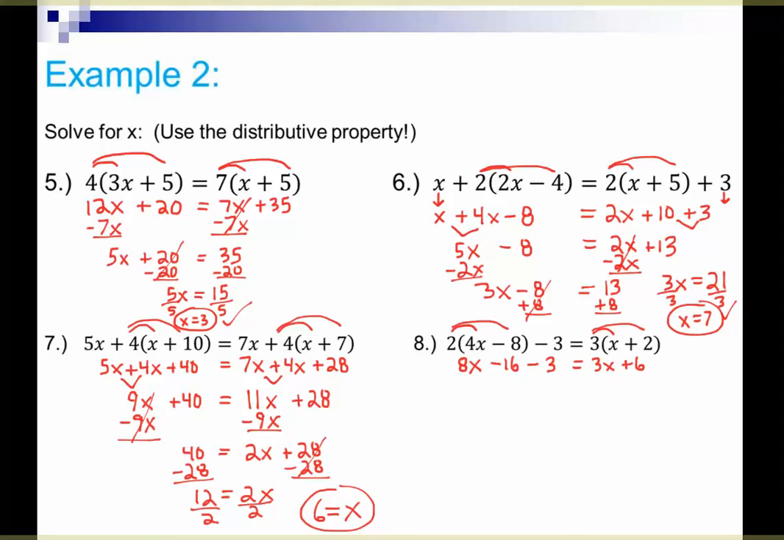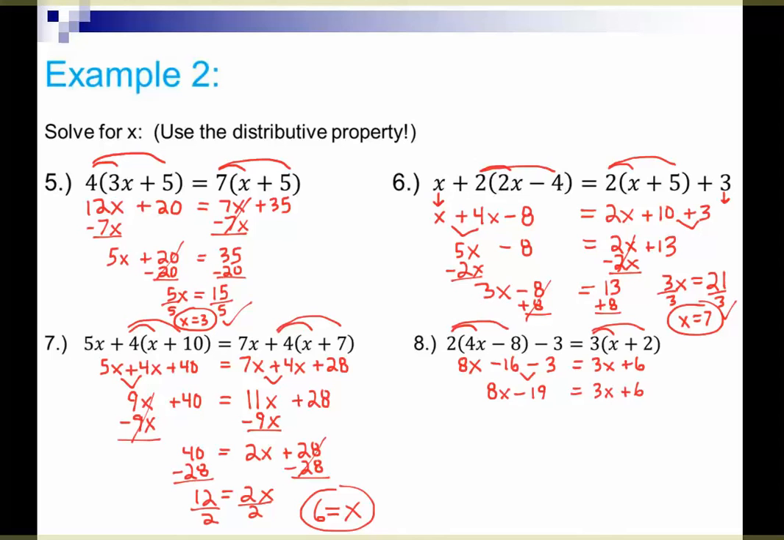I do need to combine like terms, and this is where you have to remember your type 1 subtraction rules. This is going to change into plus negative 3, so it's a get mugged twice. You lose 16, you lose 3, you've lost 19. So this is going to become 8x minus 19 equals 3x plus 6.